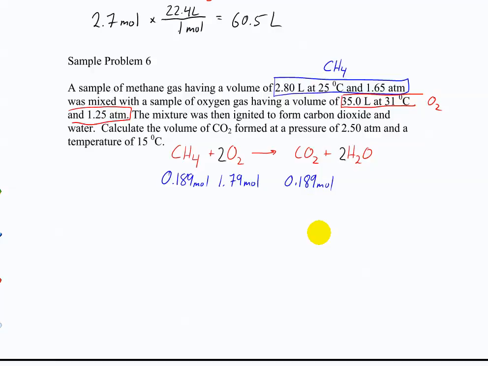Okay, so now we've got moles. Can we find volume? We can, using pressure and temperature. Can we use STP? Can we say it's just 22.4 liters? No, because we're not at STP, right? We're at some other pressure and temperature. So what do we have to use here? Ideal gas law. We can say PV equals nRT, and we can rearrange that to volume equals nRT over P.